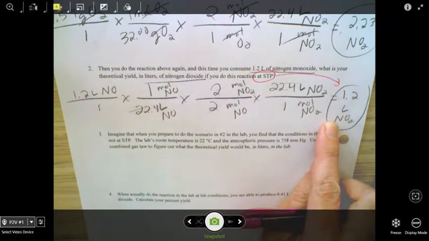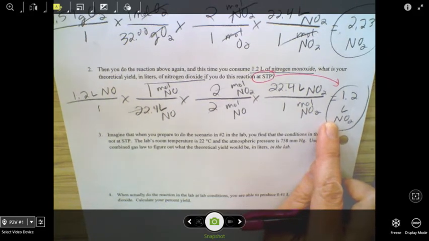Is our lab ever going to be at STP? No. The pressure might be close to standard pressure, but the temperature in the lab is always going to be above standard temperature. So once you find your theoretical yield at STP, when you do your stoichiometry, you're going to have to make some adjustments to see what that would be in the lab, okay?